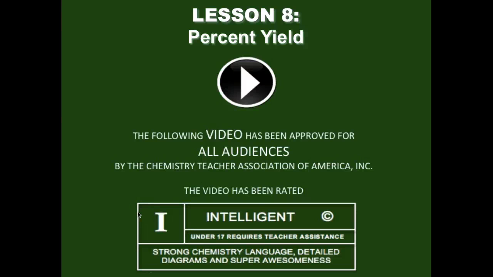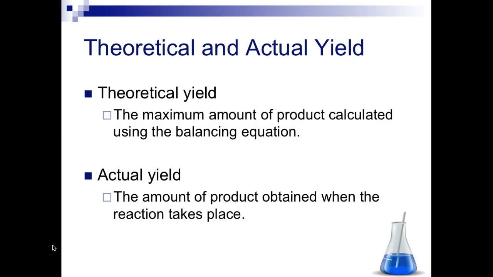All right, guys, let's talk about lesson 8, which is percent yield. Theoretical and actual yield are two components of your percent yield, so we're going to define those first. Theoretical yield is the maximum amount of product that can be calculated using the balanced chemical equation.